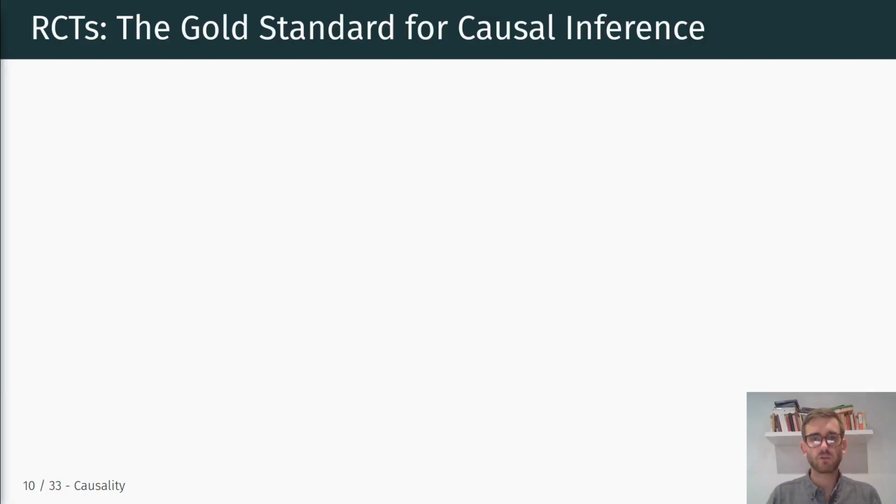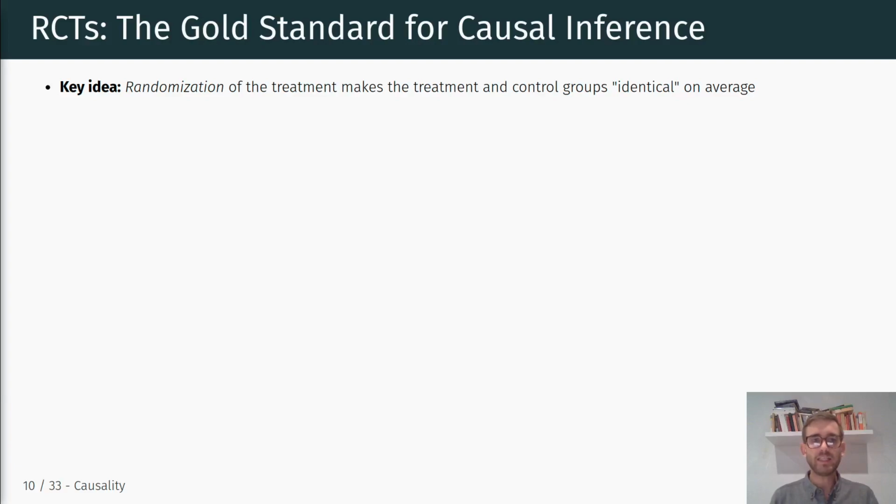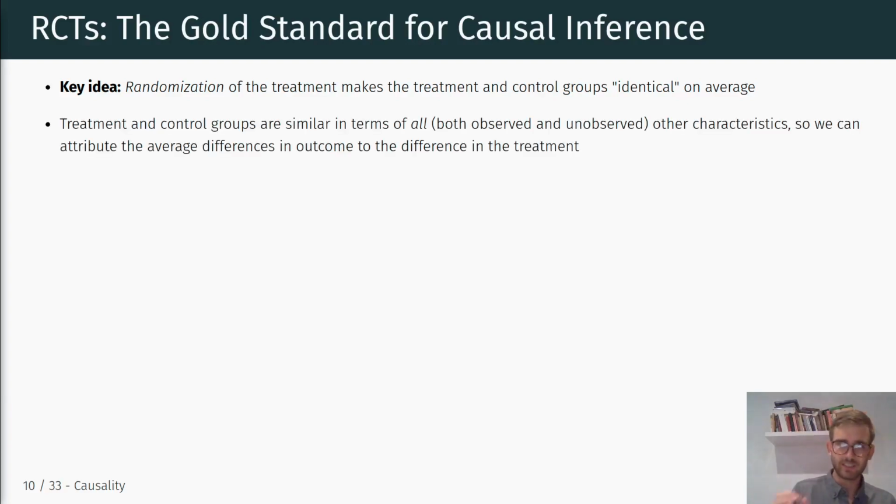So randomized controlled trials are kind of the gold standard for causal inference. And we'll go through the logic of why that is and why they're so powerful to help us make causal inferences. The key idea behind randomized controlled trials is that the randomization of the treatment makes the treatment and control groups identical on average, right? And we'll talk in a second exactly what we mean by being identical on average.